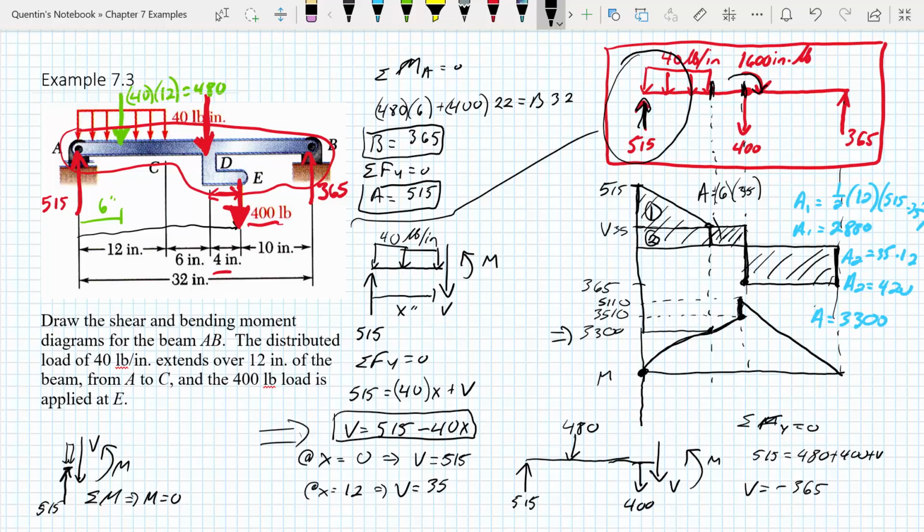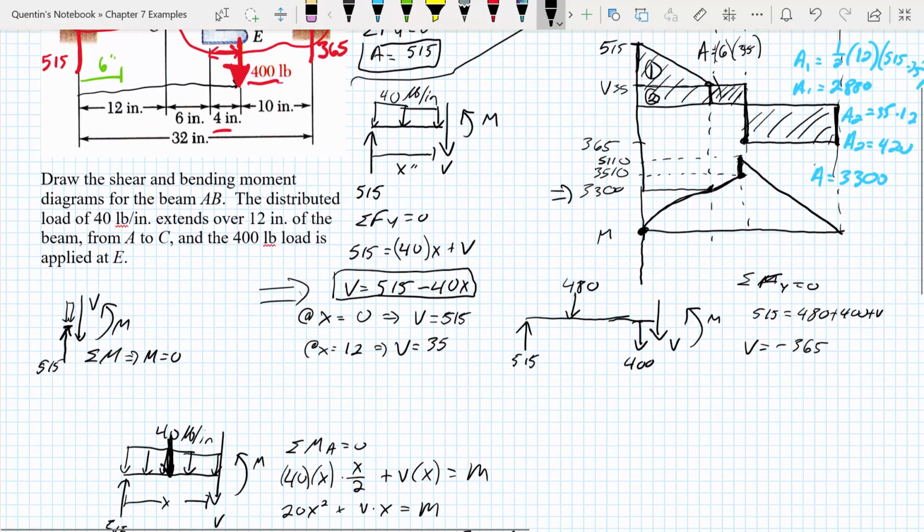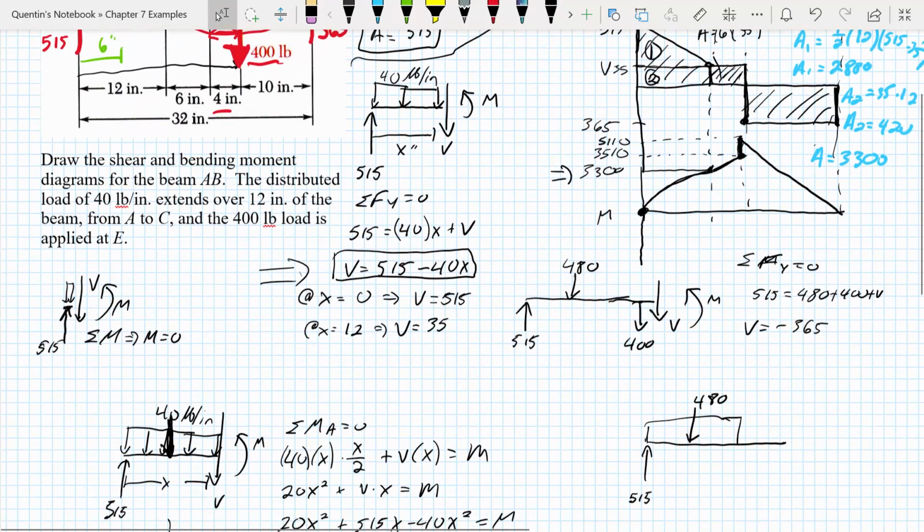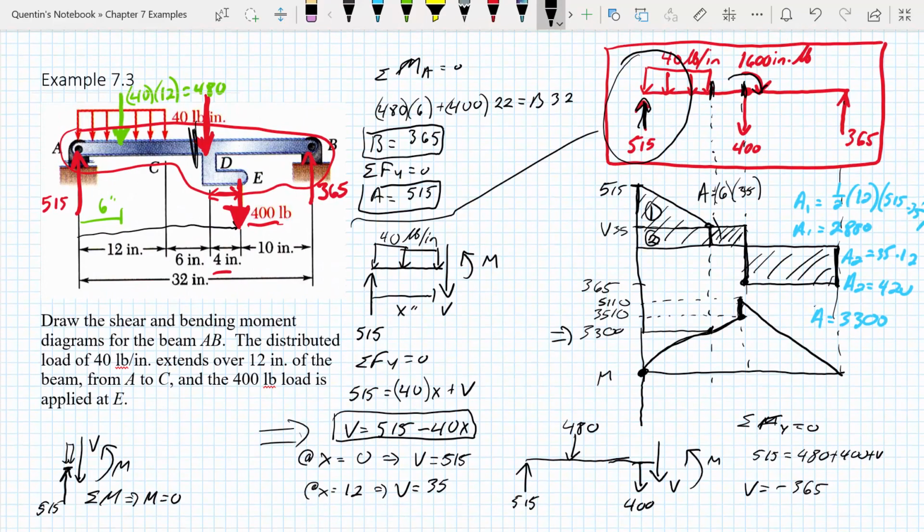So where does this discontinuity come from? Well, let's play with this. So we have this beam. Okay, so we have 515. We have this distributed load, which we're going to replace with a single load of 480 in the middle, right? Because we're past that point. We also, so we're getting to this point where we have V and M. And this is just before, we're going to look at this point right here, right?